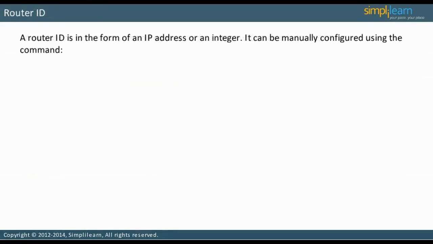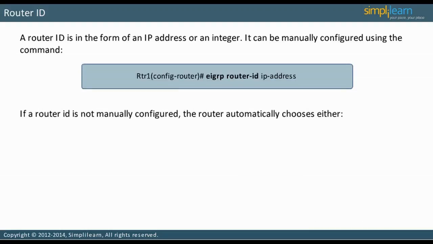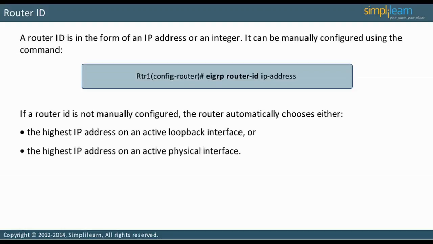A router ID is in the form of an IPv4 address or an integer. It can be configured manually with the EIGRP router ID command. It is to be noted that there is no IP before it, unlike the majority of other EIGRP commands. Click the button to see the command. If a router ID is not configured, the router automatically chooses one. If there is an active loopback interface, it chooses the highest IP address on an active loopback interface. Otherwise, it chooses the highest IP address on an active physical interface. We will continue our discussion on router ID in the next slide.